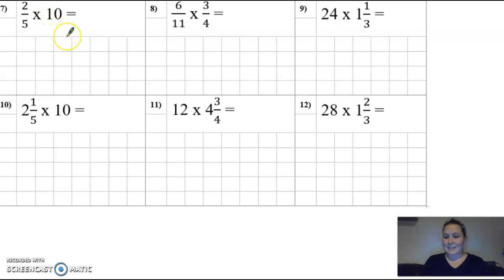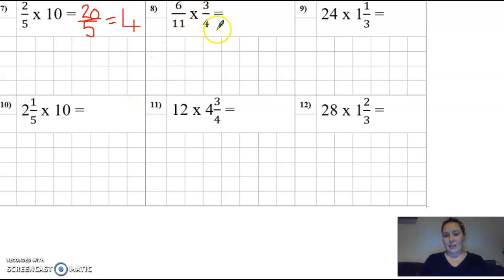2/5 times 10. Now we had some of these in the last one. We're just multiplying the numerator by 10 and leaving the denominator the same, and then we can transfer it back into mixed. So if I had 2/5, 10 lots of that would be 20/5. Now 20/5 is absolutely the right answer, but you can change that back into a mixed number by seeing how many wholes you've got. 5 goes into 20 exactly, so you've actually got 4 wholes and none left over. So either answer is absolutely correct.